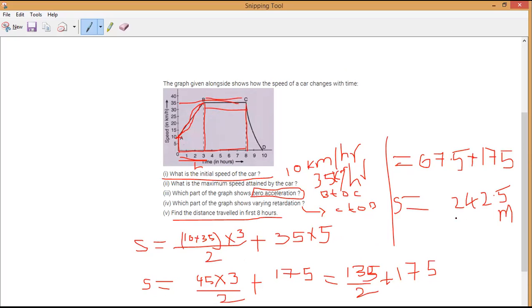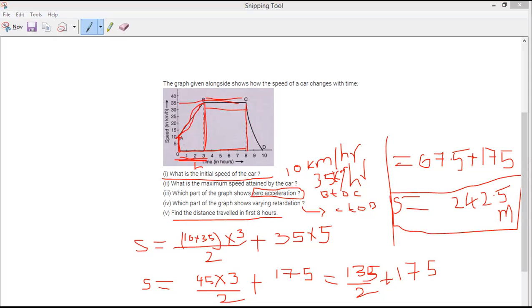That's all. Tamil Selvan, do you understand? Very simple. Sum of the parallel sides: one side is 10 and another side is 35, into the base. Base means the height of the trapezium, 3, divided by 2, plus this rectangle. Rectangle means length into breadth. Length is 35 and breadth is 8 minus 3, which means 5. That's all. If you do that, you will get it. So this is the distance traveled by a body in the first 8 hours. Solve it.